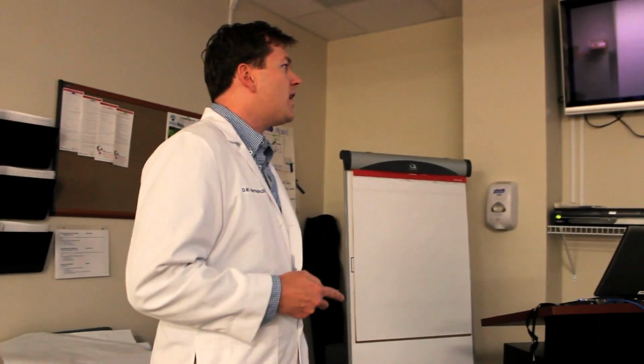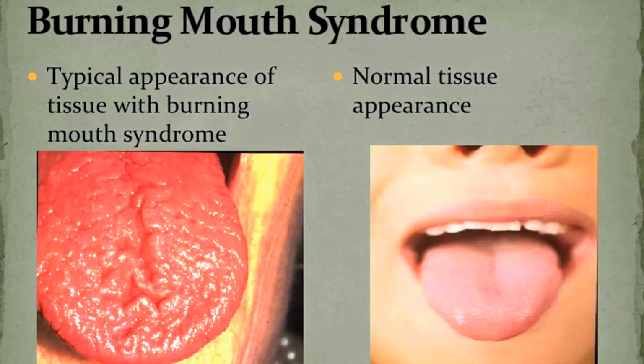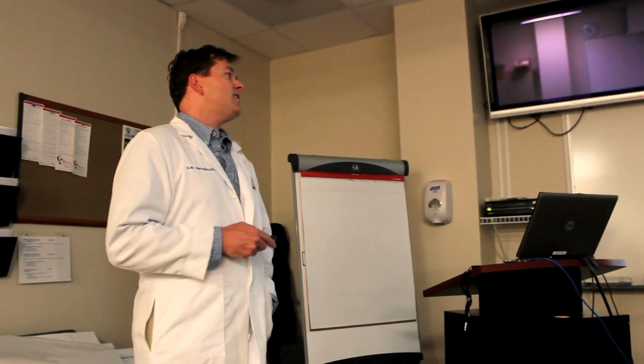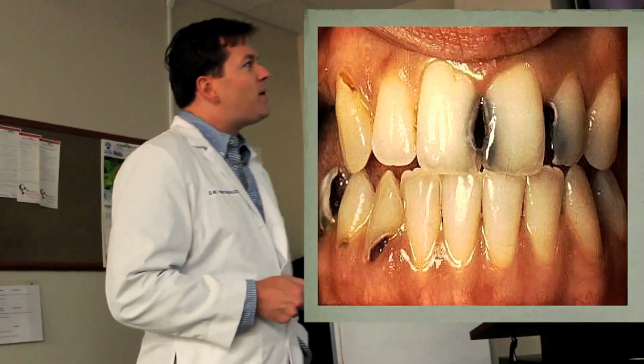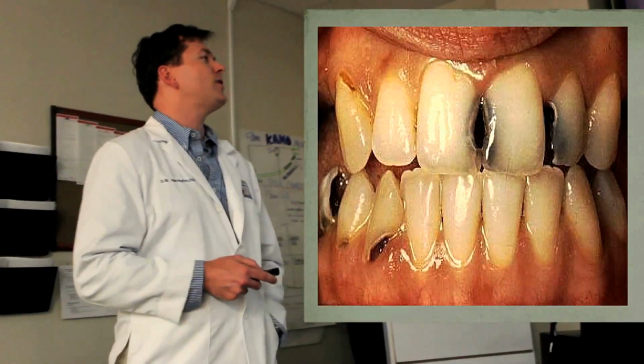This is someone who has burning mouth syndrome. You can see their tongue looks really red. This is normal tissue, okay? See how this is nice and pink, a coral pink. And diets high in carbohydrates and acid are bad. This is a patient who I know is probably drinking a lot of high sugary beverages.